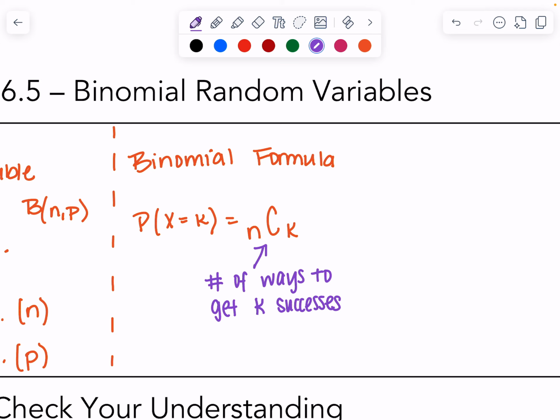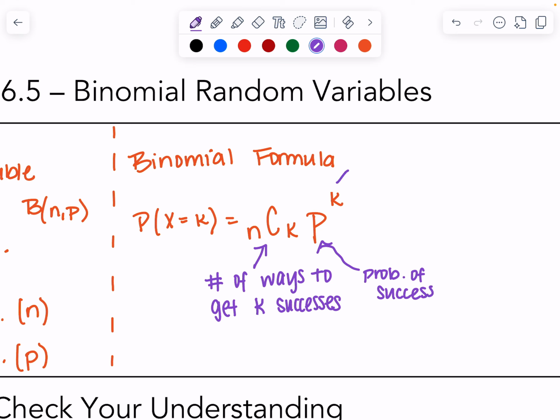Remember that P is the probability of success. And what we do is we raise it to the number of successes. So P, again, is the probability of success.